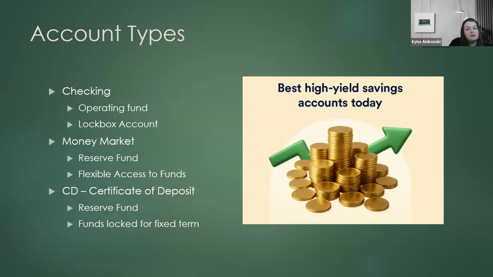The next two accounts are interest-bearing accounts. So you could have a money market, which is going to be a part of your reserve fund. The benefit of having the money market is you have flexible access to funds. You can easily transfer in and out and still earn interest. A small disadvantage of the money market in comparison to the CD is the rates are typically lower because of the flexibility.